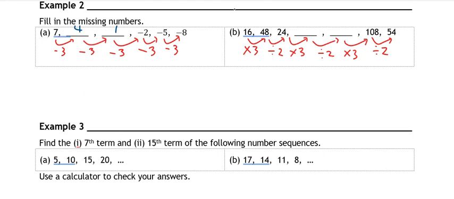So let's start from here. 24 times 3 will be 72, and 72 divided by 2 will be 36. And you can see here that 36 times 3 is 108. Hence, we completed the number sequence, right? 36 times 3, 108. So that's it.